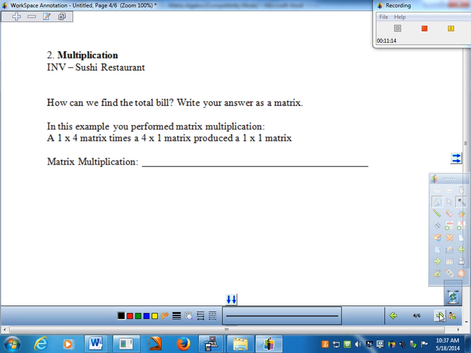So I came up with a very contrived way to at least get the idea behind matrix multiplication going. It's kind of silly, but I do think it works. So we're going to just try this out. The investigation I have is dealing with a sushi restaurant. And I'll show you what I'm going to label in terms of matrices, and then we'll go from there.